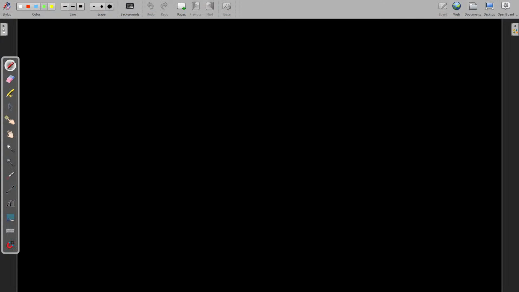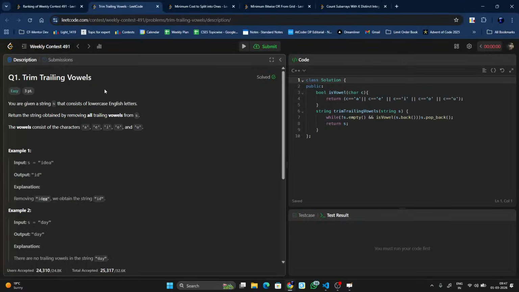So what does that mean? It means you have been given a string S. It will be any random string, A, B, C, D, E, I, etc. Now you have to remove all the trailing vowels. Vowels means A, E, I, O, U. So just erase all of those vowels and return the remaining string. That is your problem. So you can just simply implement what is asked in the problem, right?